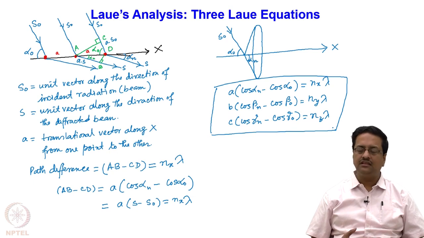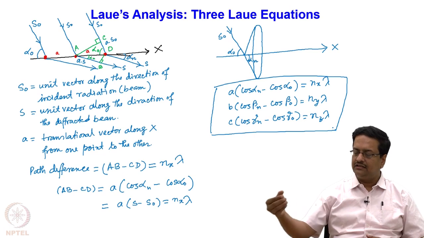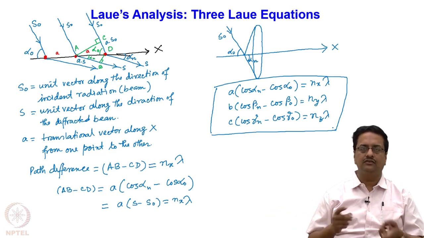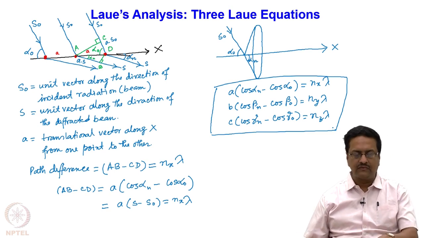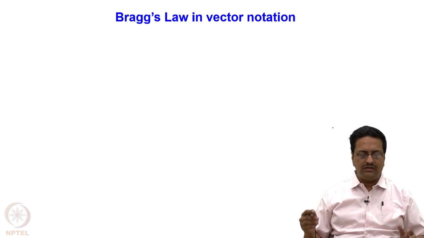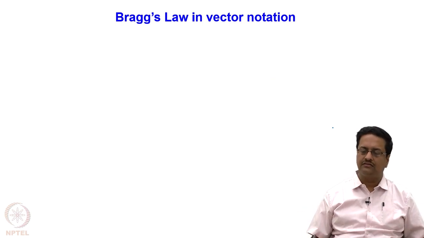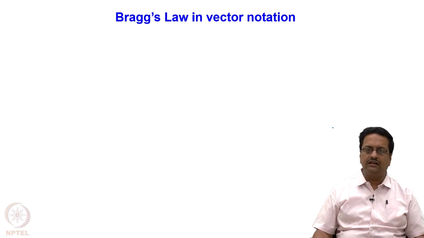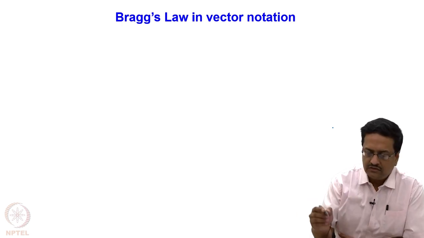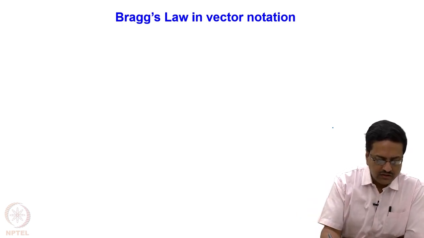But you see, these three equations indicate that the directions are to be thought about, and this becomes a cumbersome process to understand diffraction. That is why we now follow Bragg's law of X-ray diffraction, and let us try to understand the same Bragg's law in vector space or in vector notation.